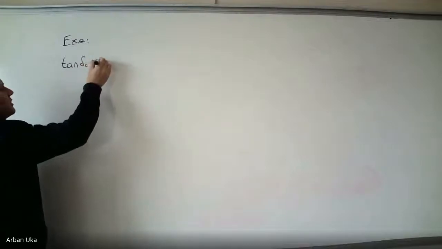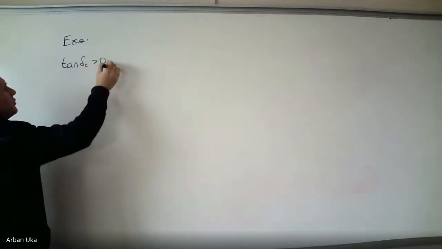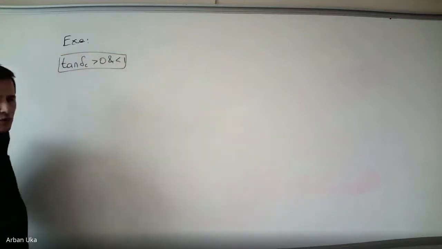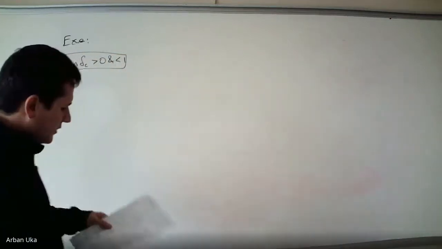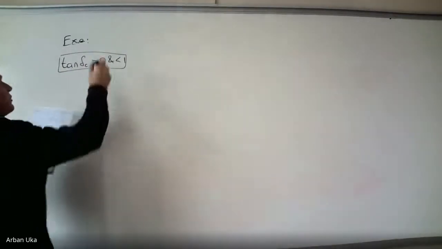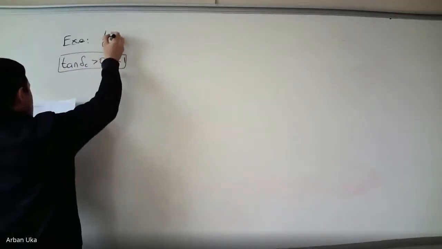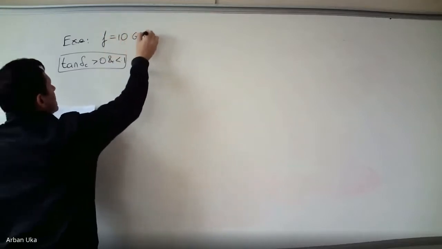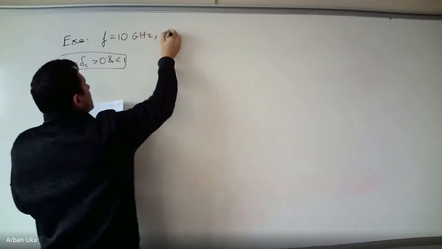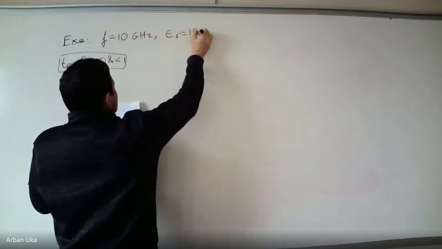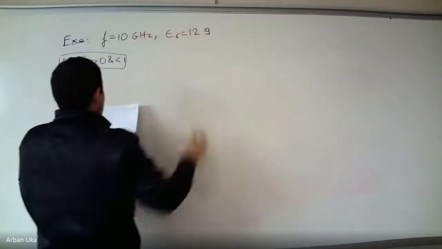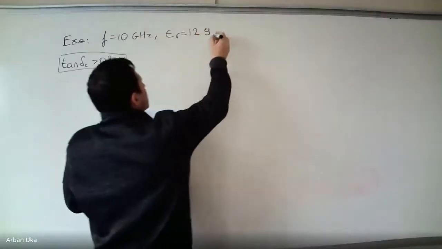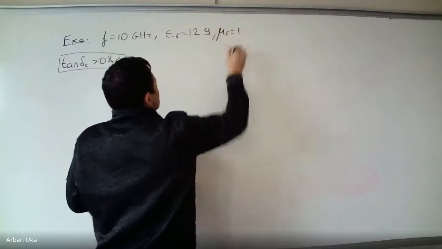It was larger than 0, but it was also smaller than 1, okay? So there was no room for approximations, at least in the couple of examples that we covered. Now let's assume a case when the frequency is 10 gigahertz, and the relative permittivity is 12.9, okay?